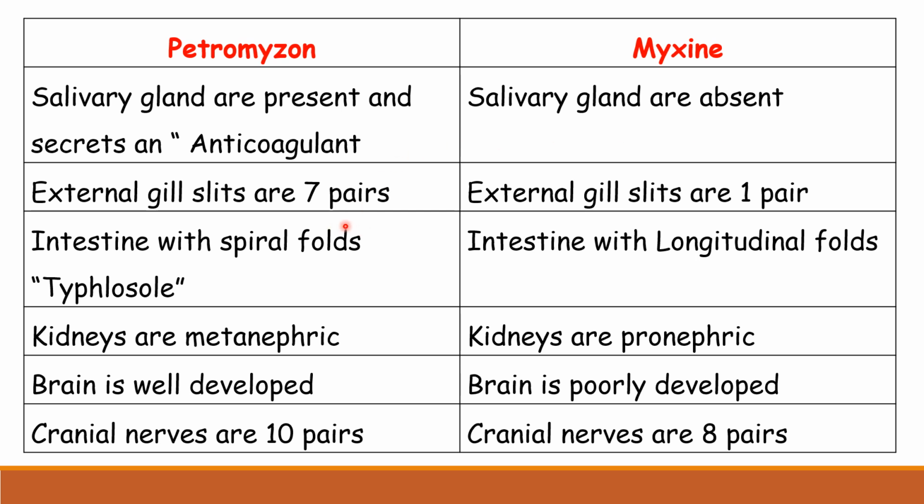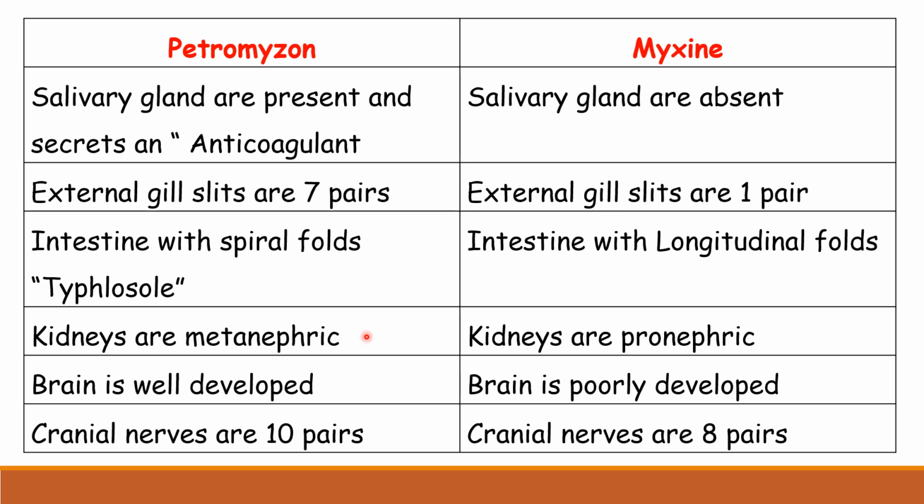Now coming to the number of external gill slits, in lampreys we can see there are 7 pairs. On the other hand, the hagfishes have only a single pair of gill slits. Coming to the intestinal foldings, in lampreys, they have the typhlosole, the spiral foldings present inside the intestine. On the other hand, in hagfishes, the intestine has longitudinal foldings instead of the spiral foldings we can see in lampreys.